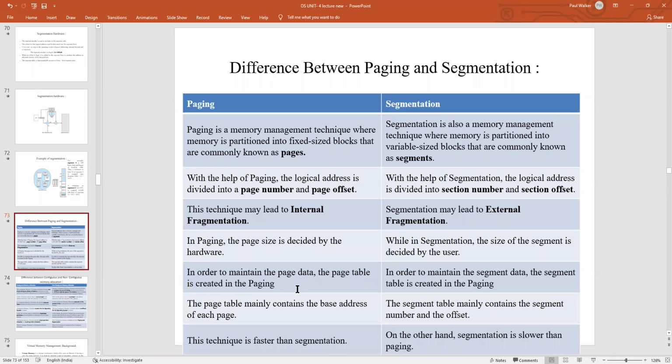In order to maintain the pages, a page table is created in paging. In order to use the segment data, a segment table has been created. Here the base address will be in the page table. Here the segment number and the offset value will be there. Paging will be comparatively faster than segmentation. Segmentation is slower compared to paging.